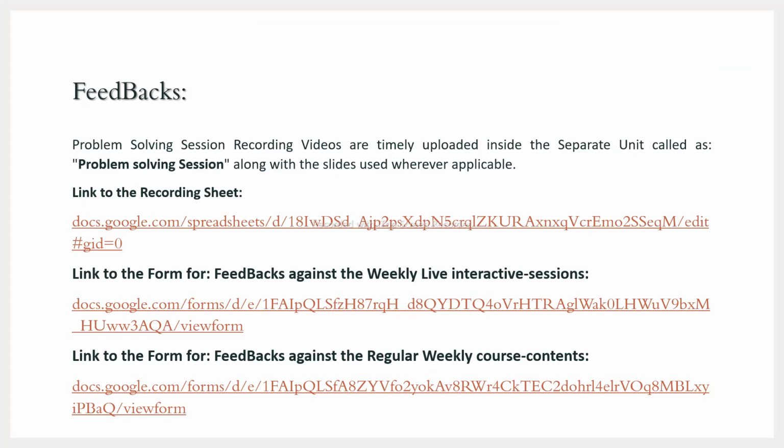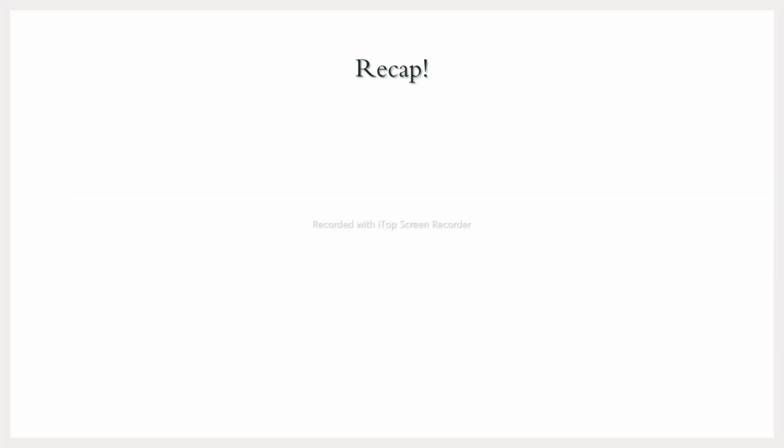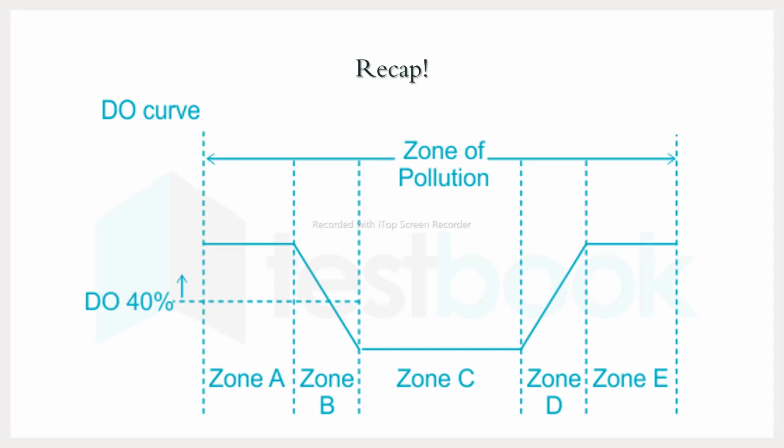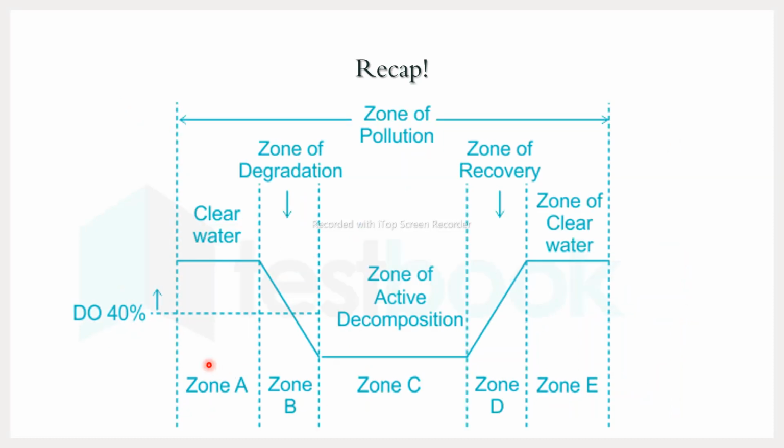Okay, so let's start our today's session. So a little bit recap of the previous session. In the second half of our last class, we discussed different zones along the direction of a river, right? If the wastewater is introduced in a river at a particular point, then the river gets divided into four types of zones. And zone A, that is the previous portion from where the wastewater is introduced.